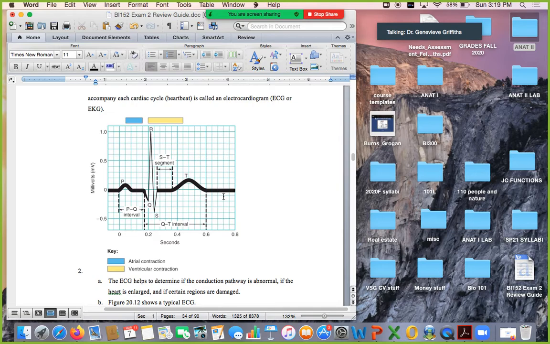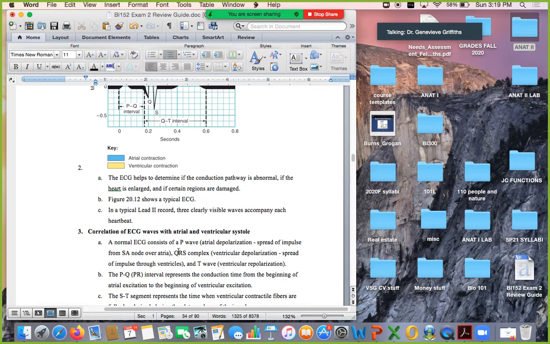Now, if we see different ECGs, then we might have different issues, and that will tell us which different region of the heart might be damaged.